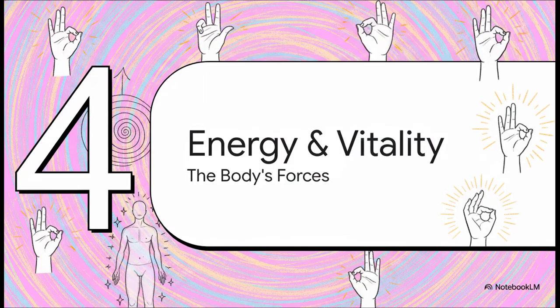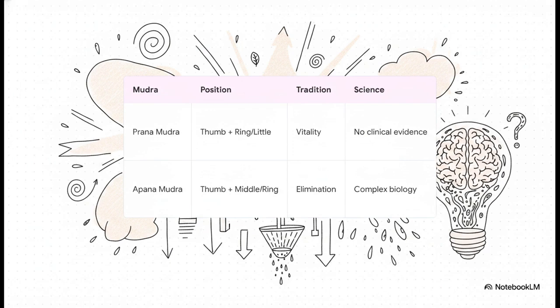Let's shift gears to Chapter 4, Energy and Vitality Gestures, the body's forces. Traditionally, certain mudras are believed to actually manipulate your body's internal energies. For instance, Prana Mudra, which you form by joining your thumb with your ring and little finger, is said to increase life energy and vitality. Then there's Apana Mudra, touching the thumb to the middle and ring fingers, which is connected to downward energy, elimination, and detox. But what's the scientific reality here?